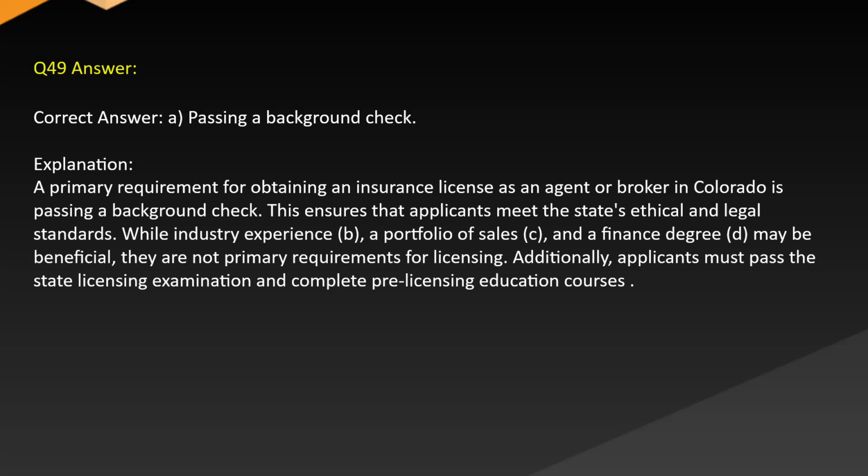Explanation: a primary requirement for obtaining an insurance license as an agent or broker in Colorado is passing a background check. This ensures that applicants meet the state's ethical and legal standards. While industry experience, B, a portfolio of sales, C, and a finance degree, D, may be beneficial, they are not primary requirements for licensing. Additionally, applicants must pass the state licensing examination and complete pre-licensing education courses.